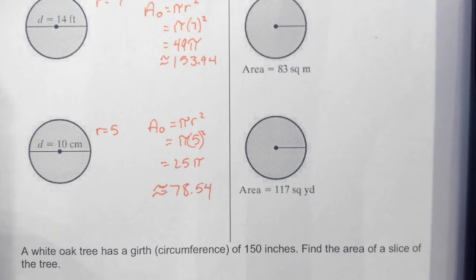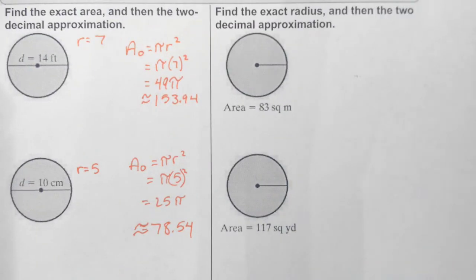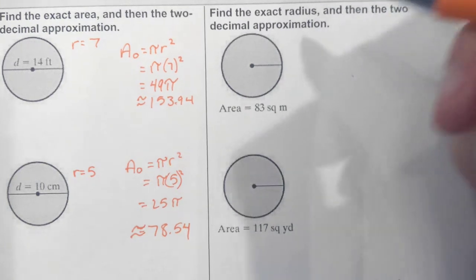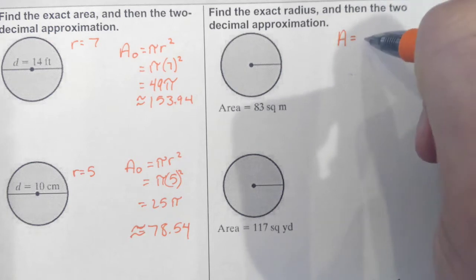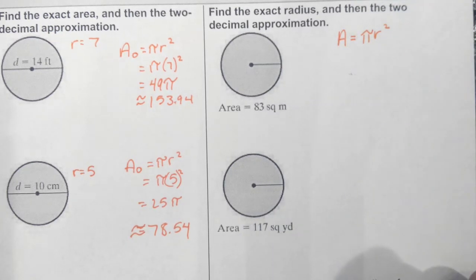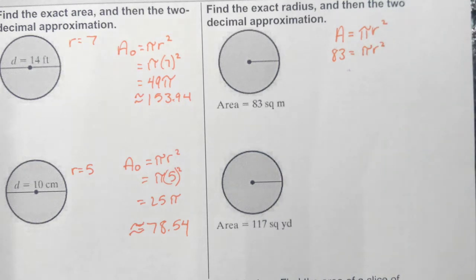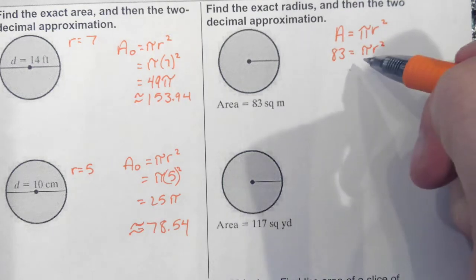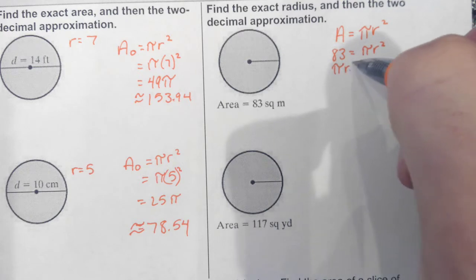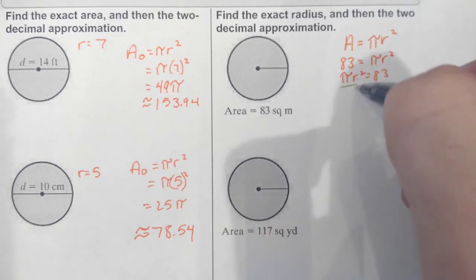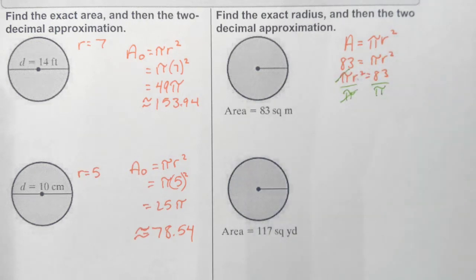If you're looking instead, on the next little column there, they give us the area. They say if this is the area, find the radius and then the two decimal approximation for it. So again, same thing. We're going to start with the area formula. Area is pi r squared. If area is 83, we can plug in 83 for the A, and then we need to solve that for r. I'm going to rewrite this as pi r squared equals 83. If I want to get the r by itself, the first thing you do is divide by pi. That gives you r squared equals 83 over pi.